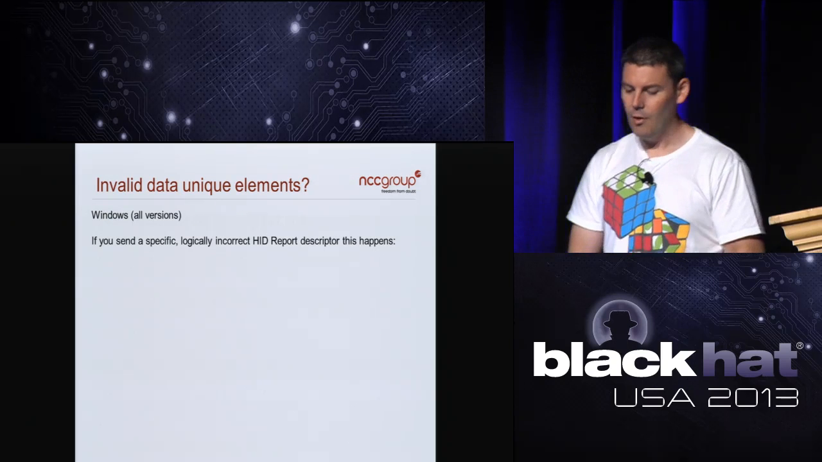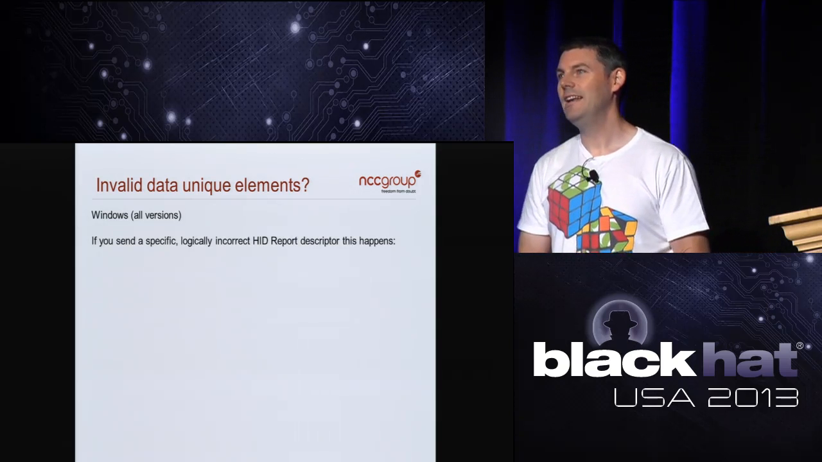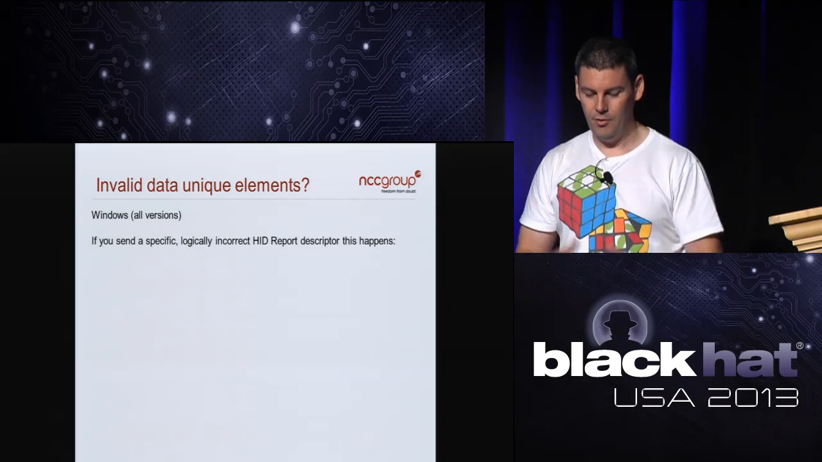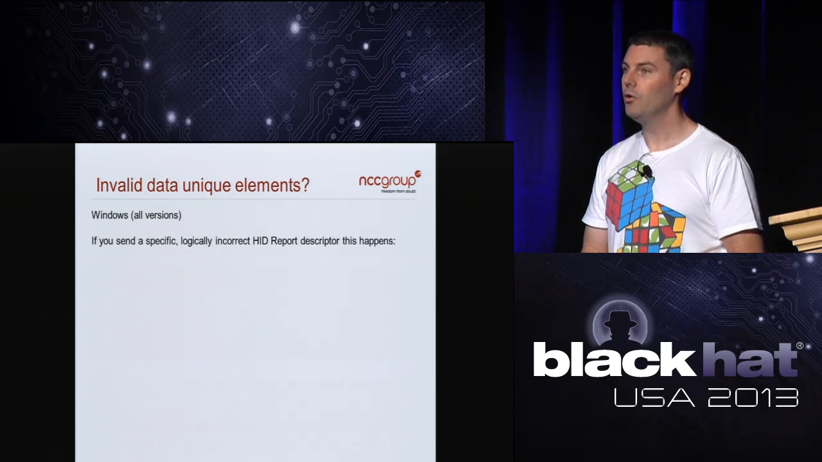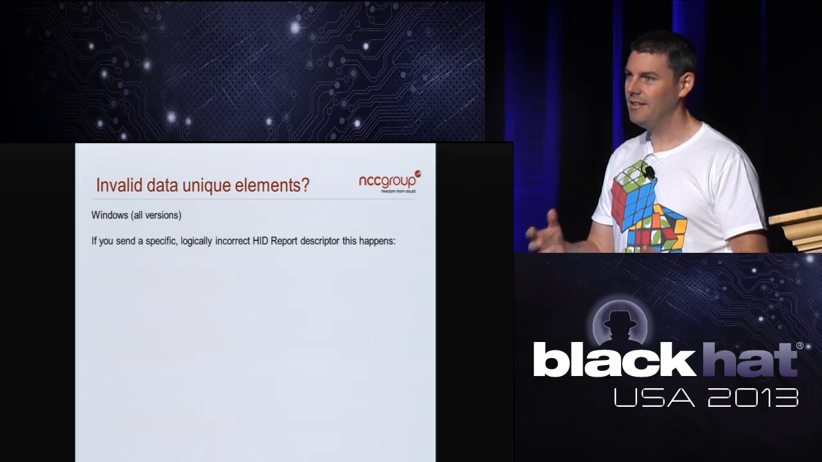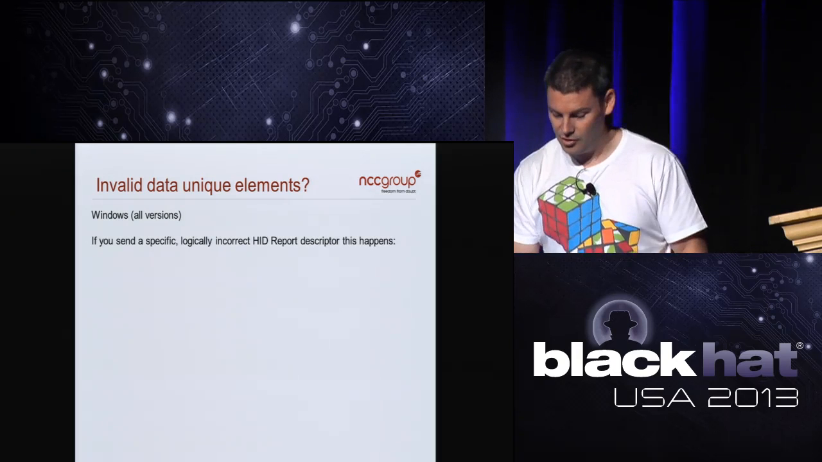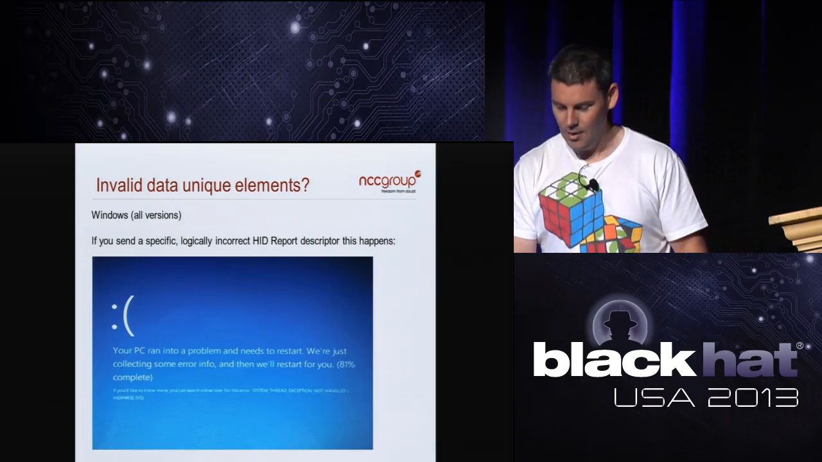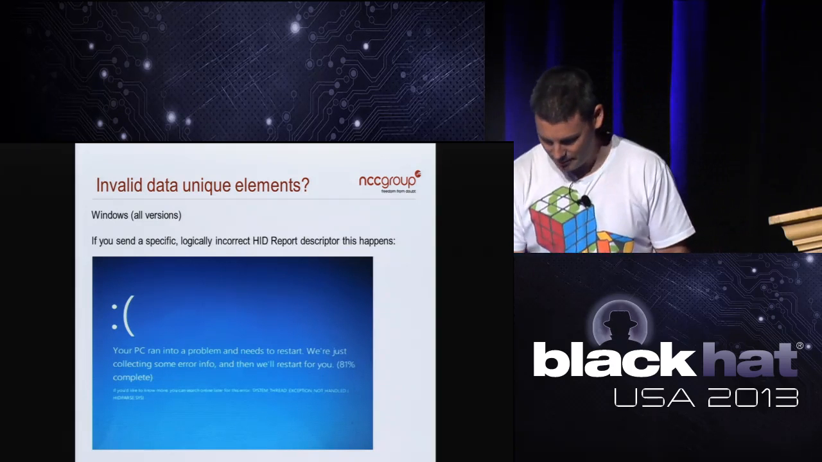systems. As an example, on Windows, any version after XP does this, up to the current version: if you send a specifically logically incorrect HID report descriptor, one of those descriptors sent in the initial enumeration phase that contains data about the configuration of the USB device, this happens. Obviously not very useful if you're trying to fingerprint the system, but from an identifying bugs perspective, pretty cool.